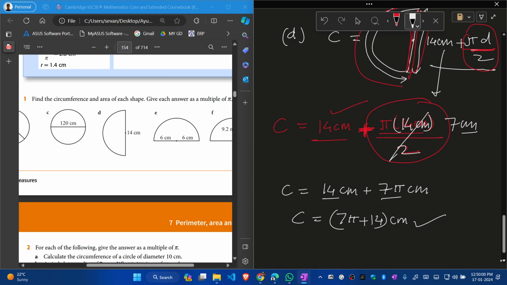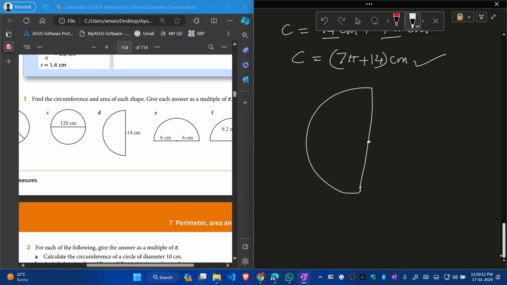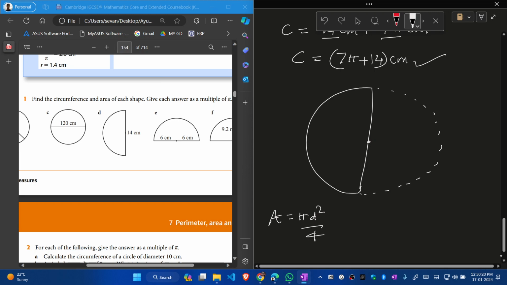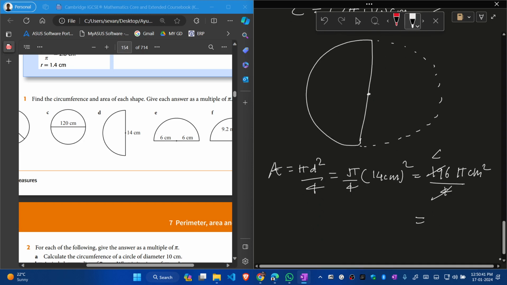Now let us talk about the area of this one. Area is a very easy thing, you really need not worry so much for this one. If it was a full circle, then what was the area? The full one will be pi d squared over 4. So let us calculate it first. It will be pi over 4, and d squared, so 14 centimeters squared. That will be 196 pi centimeter square over 4. So it will be 49 pi centimeter square. But this is the area of the whole circle.